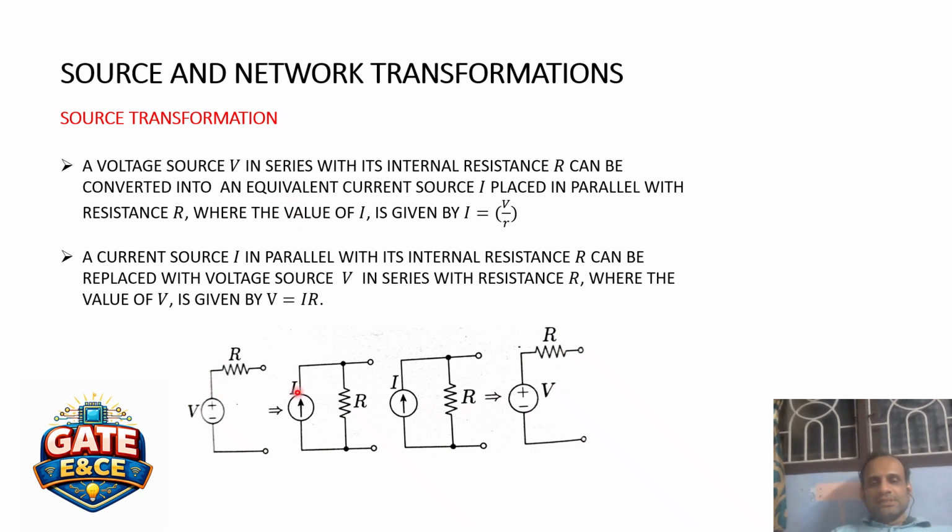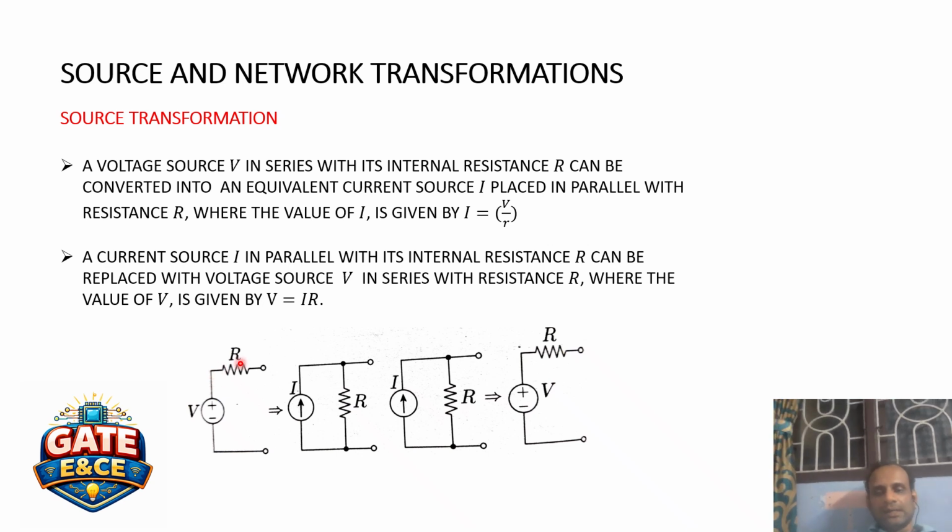Source transformation says a voltage source V with its internal resistance R can be converted into an equivalent current source I. This is the equivalent current source I placed in parallel with the resistance R. So this is a parallel resistance, and the value of I is given by V by R. So the value of the current in the current source is given by the ratio of V, that is the voltage, divided by resistance R.